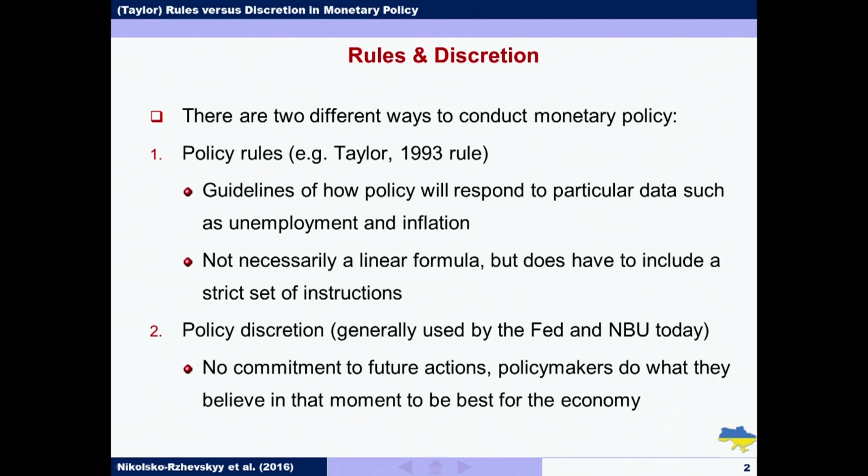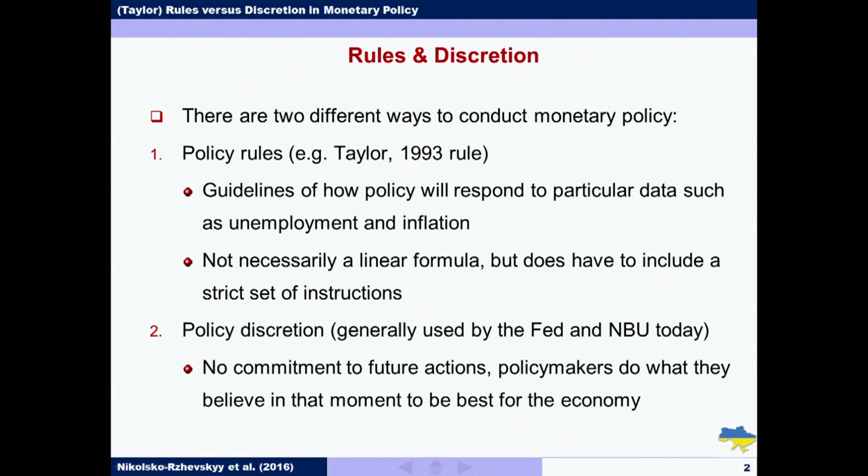First of all, there are two opposite ways to conduct monetary policy. One of them is called using rules, another one is called using discretion. What is rules, what is discretion? Policy rules, an example of policy rule can be the Taylor 1993 rule, a very famous Taylor rule. It simply guidelines of how policy will respond to particular data, such as inflation or the output gap or unemployment.